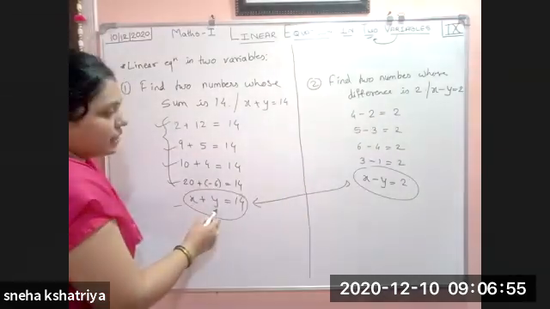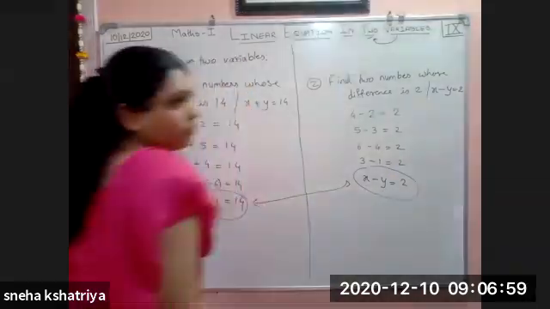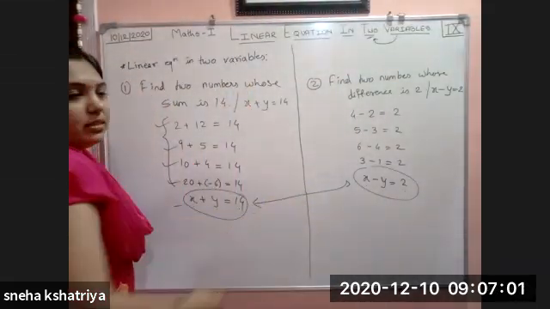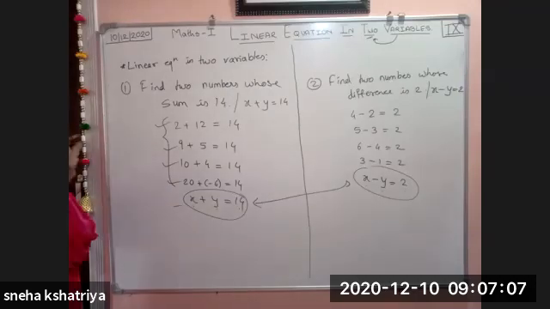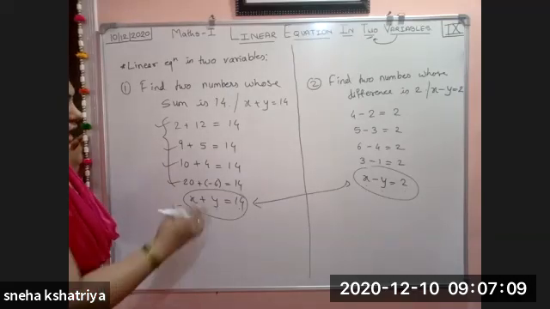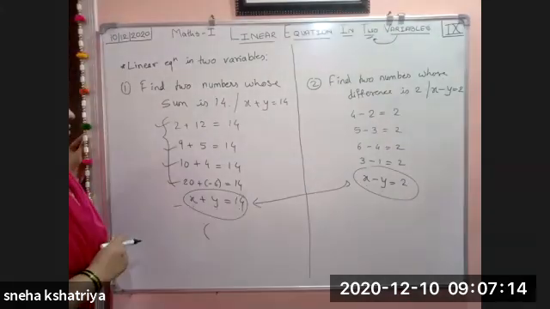Find such values of x and y whose addition is 14 and subtraction is 2. Okay, so how are we going to find them? And the solutions are written in brackets, like this.